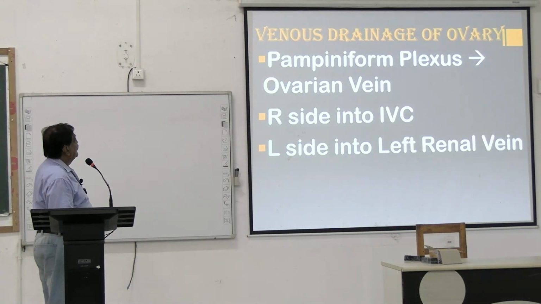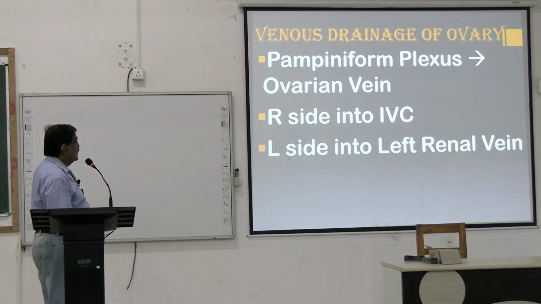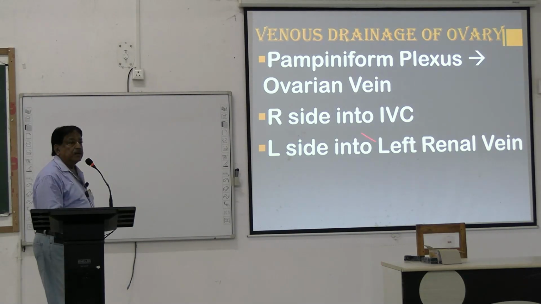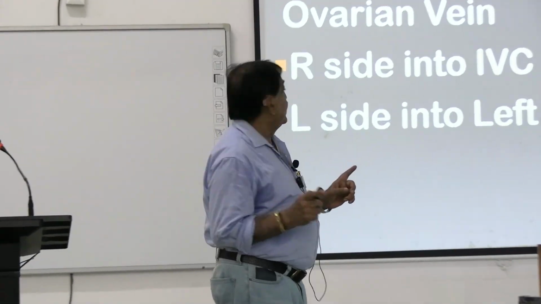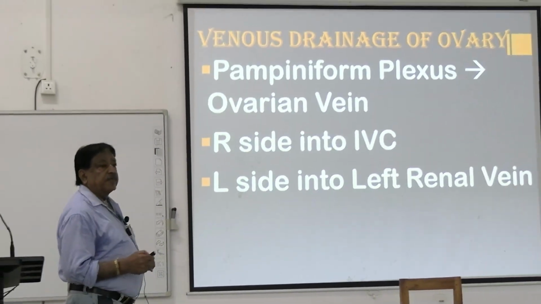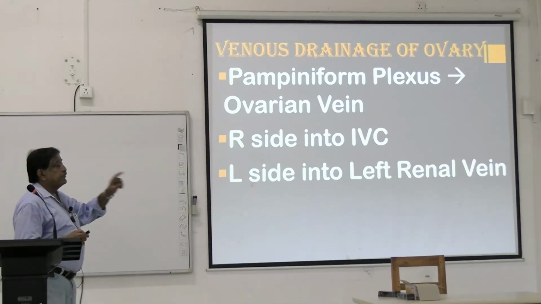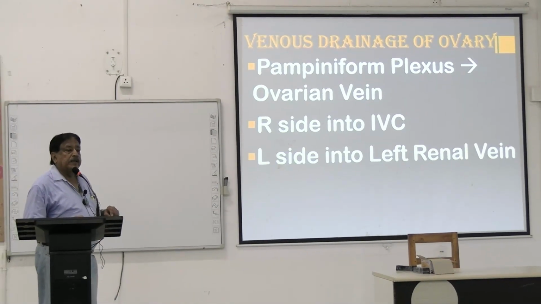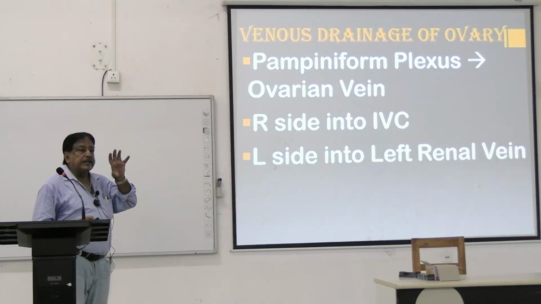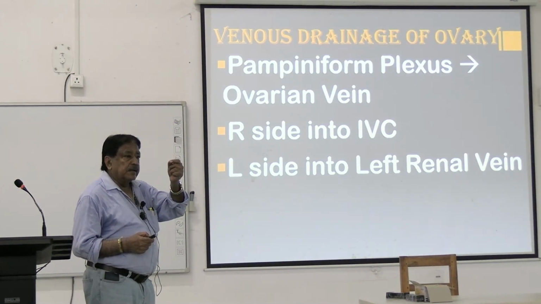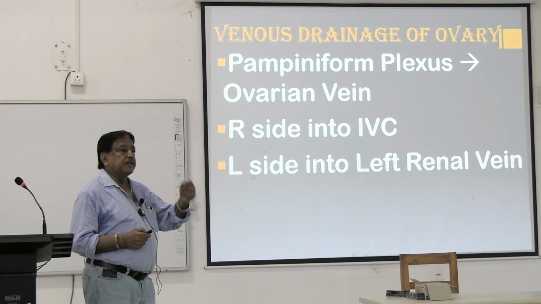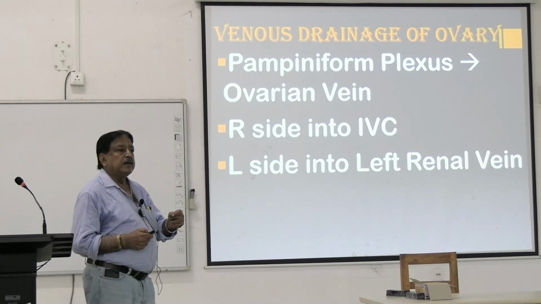Venous drainage of the ovary, pampiniform plexus to the ovarian vein, right side into the inferior vena cava and left side into the left renal vein. This is a common question that is asked. The right and left ovary: right side into the inferior vena cava, the left side into the left renal vein. Sometimes the kidney specimen might have a left ovarian vein dangling with the vena cava or the renal vein.